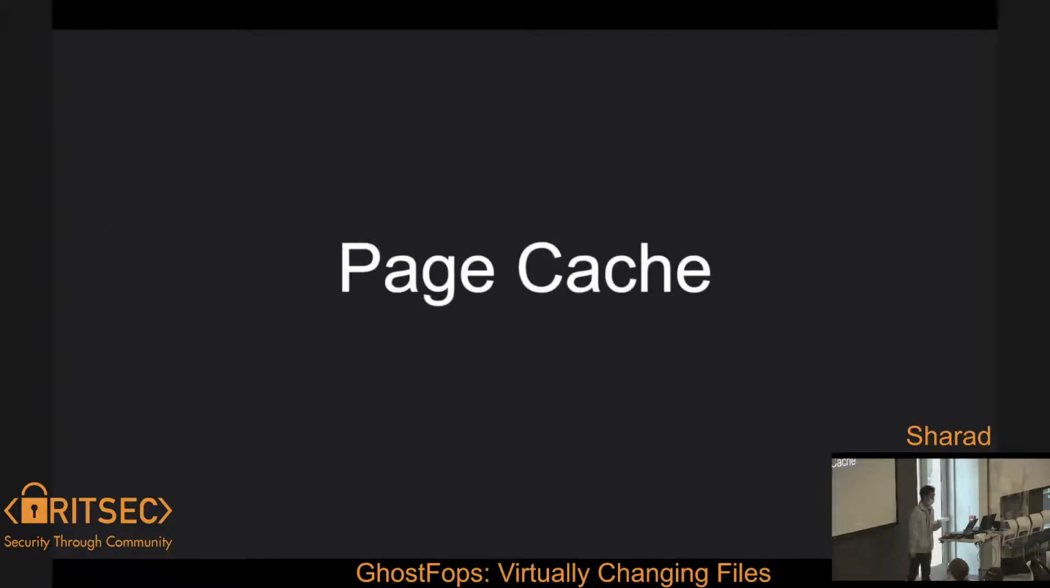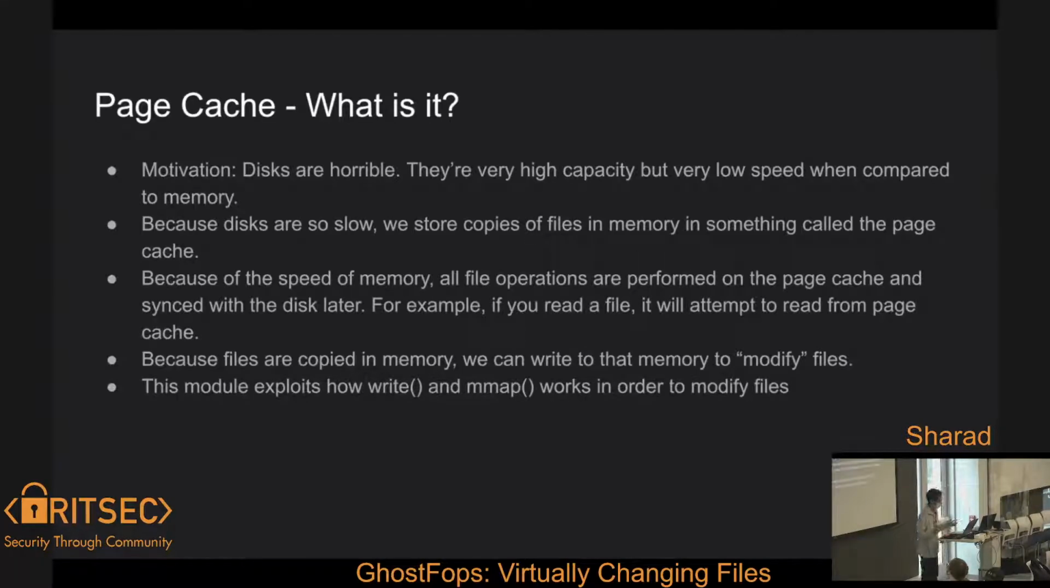Okay. So the page cache. The page cache really is the subject of this exploit. It's what's exploited. So I'm going to explain briefly what it is. Disks are slow. If you've ever worked with hardware, you know that disks are extremely slow compared to memory. While memory access might be a few nanoseconds, disk access is like a few milliseconds or even microseconds. So because disks are slow, we store copies of files in memory in something called the page cache.